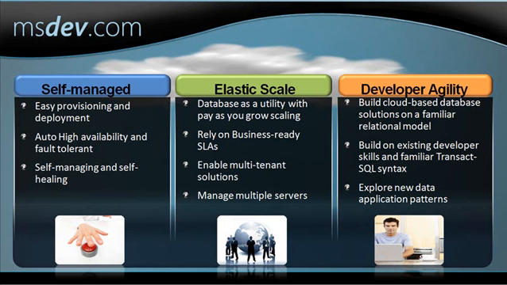With scale, some of the things that I wanted to point out is that we only pay for what we use. We need more resources, we pay for that. We need to scale back, well, we pay less because we use fewer resources. It also relies on business-ready service-level agreements. And lastly, a few things about developer agility. If I have developers that are currently using SQL Server on-premise, then they can use existing developer skills, familiar T-SQL syntax, and familiar practices when they start developing for SQL Azure.